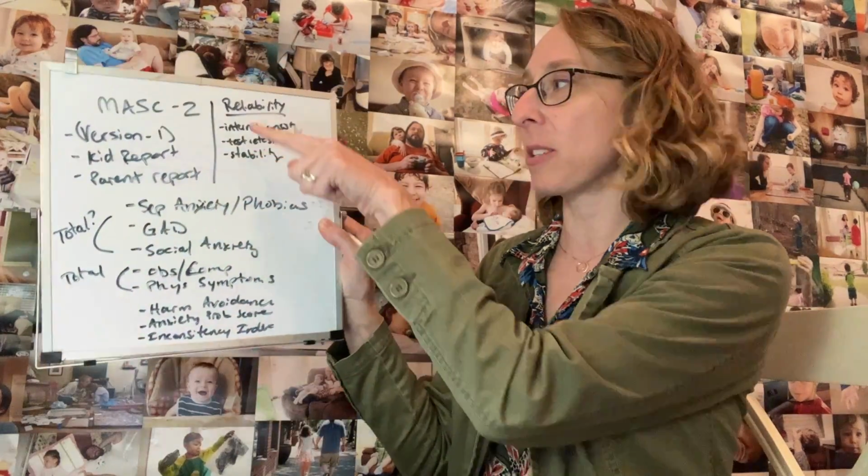All right, retest reliability and stability. All right, so 3 kinds of reliability that we're offered. So now not only do I have these subscales, but I've got 3 kinds of reliability that they're going to talk to me about.